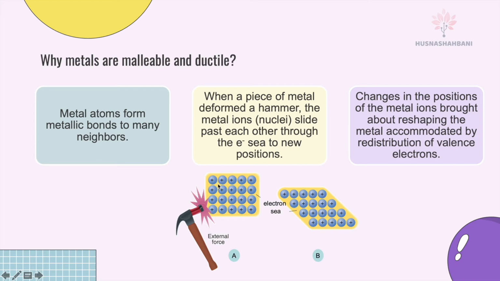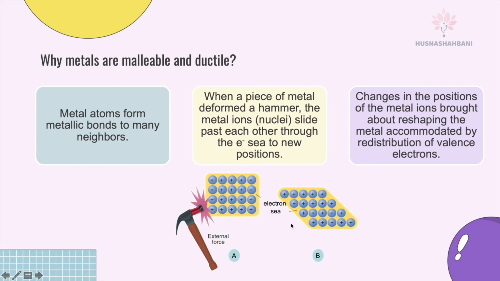For example, initially there are a few electrons moving here, and then you put an external force here, making this positively charged metal ion move a bit to the right, and some of the electrons here change position and stick to other nuclei. So that's why it can cause redistribution of valence electrons, causing the reshaping of the metal.